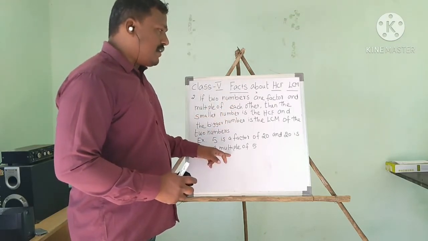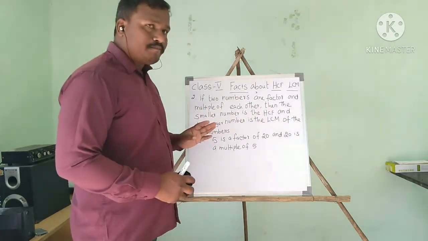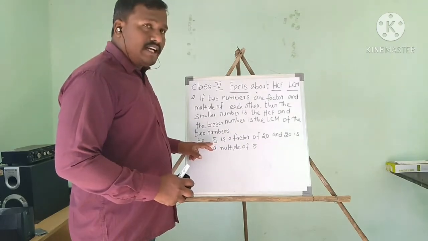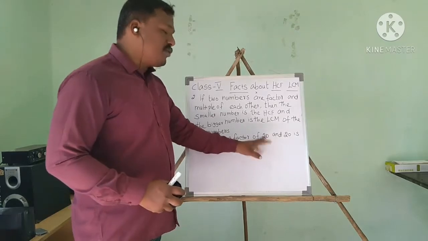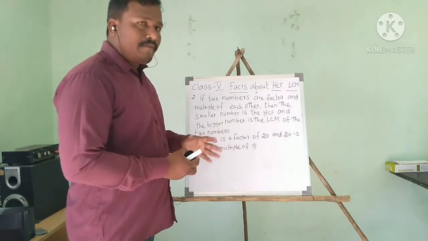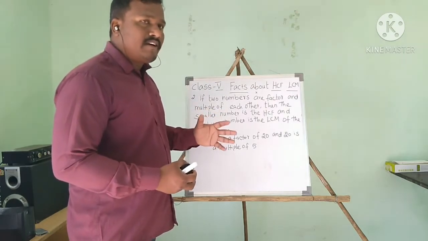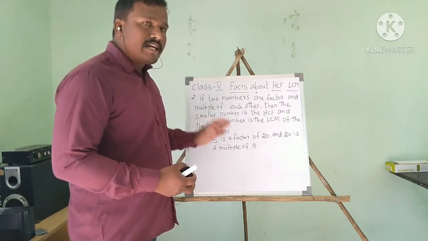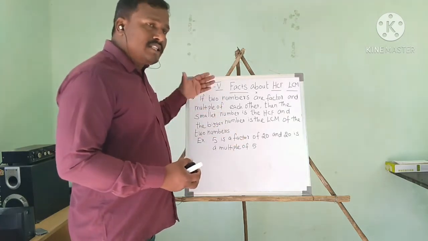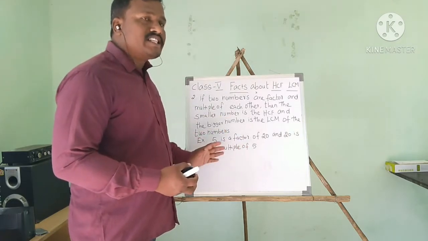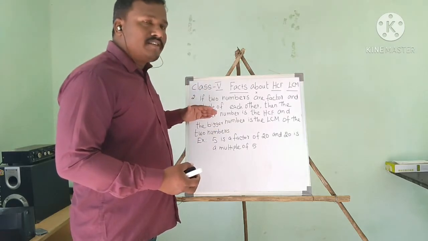If this kind of number comes, then the smaller number is the HCF. The smaller number 5 is the HCF, and the bigger number is the LCM of the two numbers. 20 is the LCM. If you face this kind of number in your examination or wherever, you can easily find which is the HCF and which is the LCM using this fact. That's why I am telling these facts. If you use this rule, this is a fact.